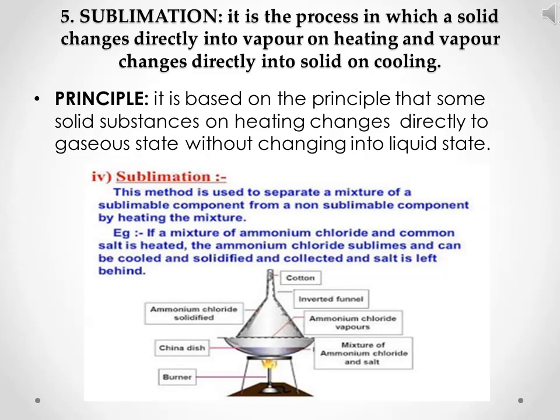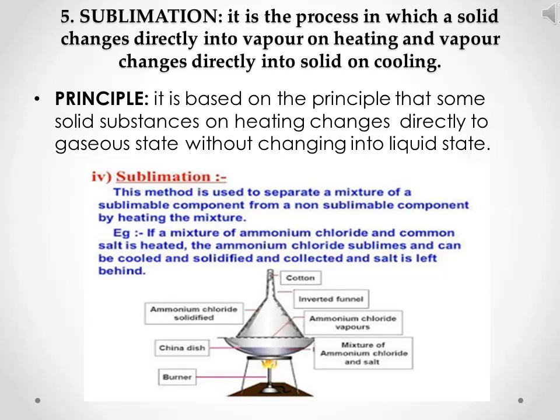The china dish is covered with an inverted funnel. The stem of the funnel is closed with a cotton plug. Now we heat the mixture of ammonium chloride and salt. Ammonium chloride is a substance which undergoes sublimation. That means on heating it changes from solid state to gaseous state directly, and when the vapors of ammonium chloride reach the cooler surface of the inverted funnel, it condenses back to solid ammonium chloride.